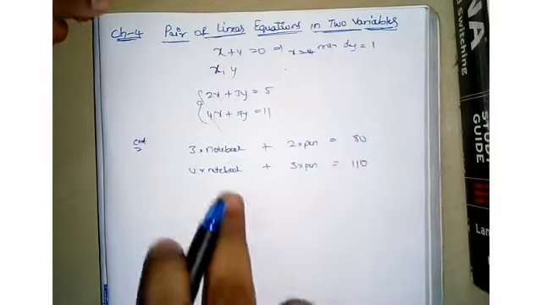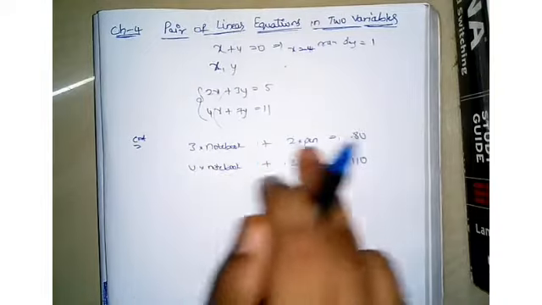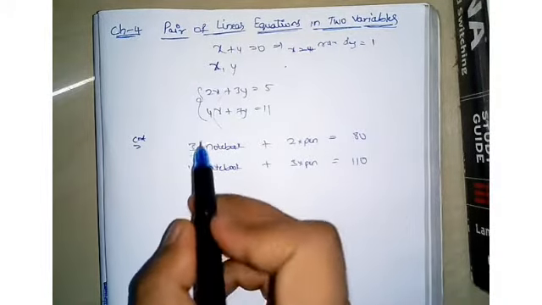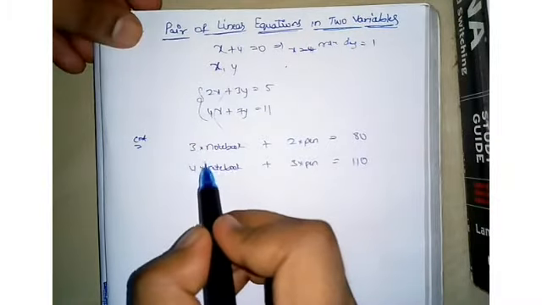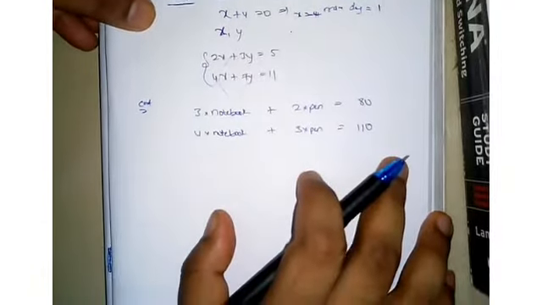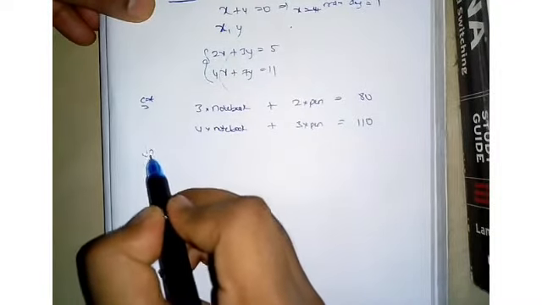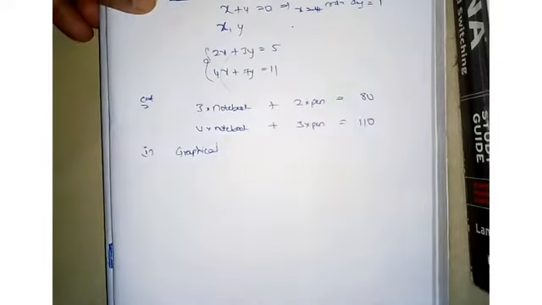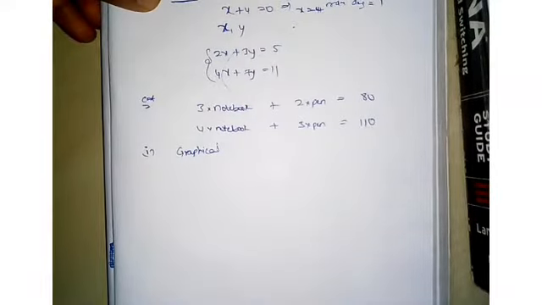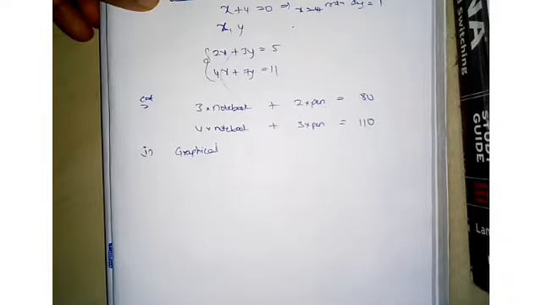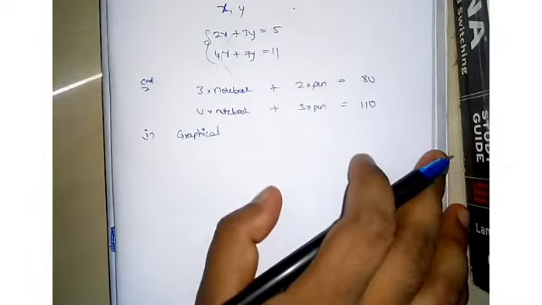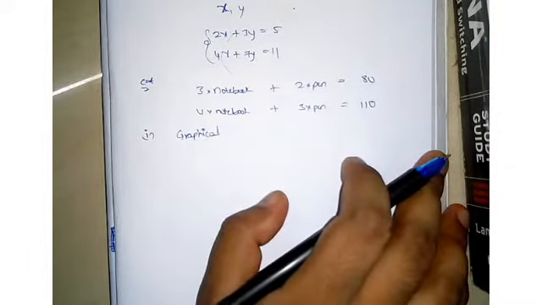So you have two variables here, notebook and pen, and you have two equations. So the required condition is met. To find a solution for these equations, the first method is the graphical method. Let's see graphical method. So before solving this example, let's see the possible solutions for a pair of linear equations in two variables.